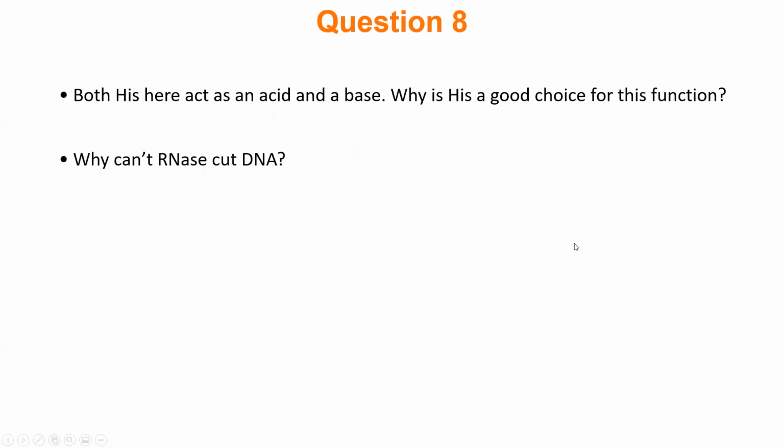So here I have a couple questions, and let's see if people know the answers to this. I already answered one, so let's see if you remember what I said. In the RNase mechanism, we have histidine acting as an acid and a base. Why is histidine a great choice in a mechanism to act as both acid and a base? And the second question is, why can't RNase A cut DNA based on the mechanism we just saw?